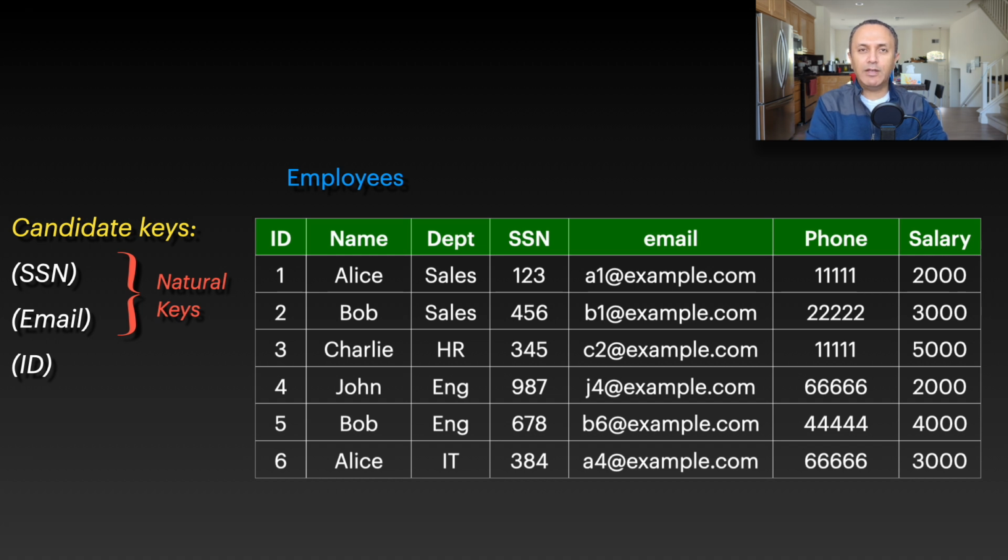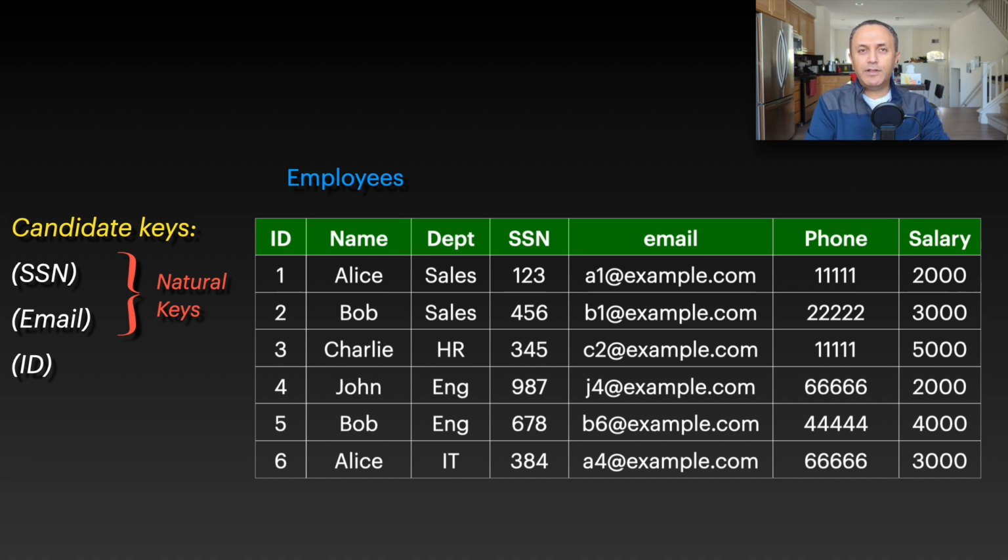The same thing with the email. Email also has meaning outside the database. People associate that email with the person. When you tell them that email, they know, okay, this is John's email, this is Bob's email. So this is something that's associated with this entity outside of the database.